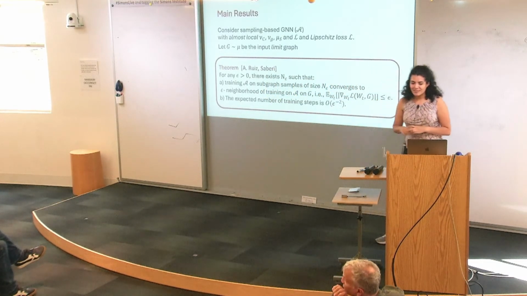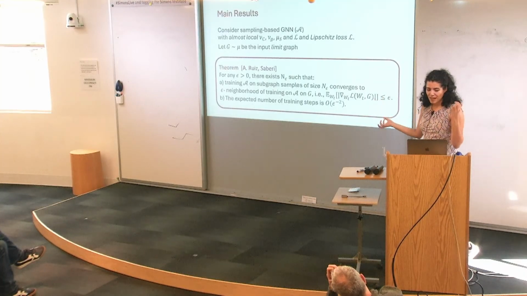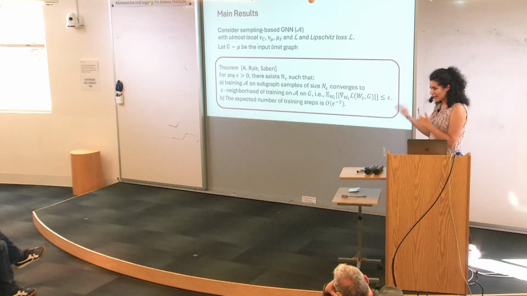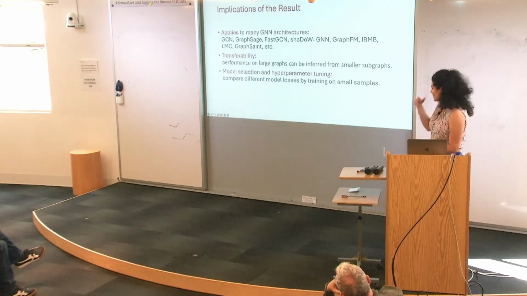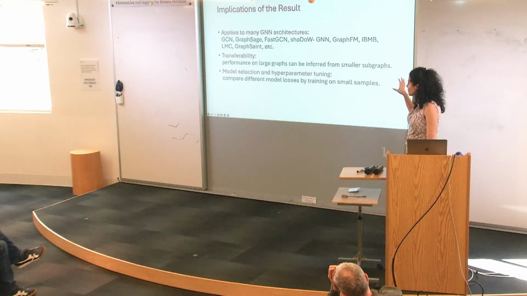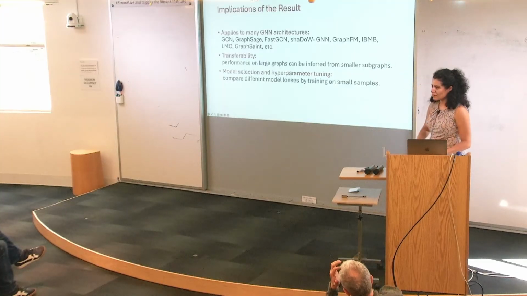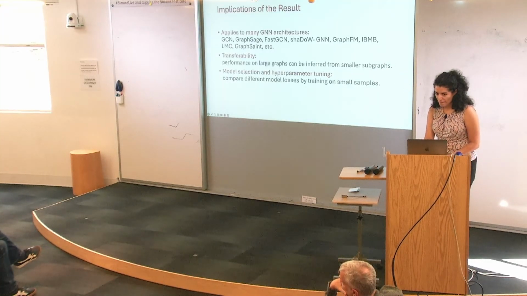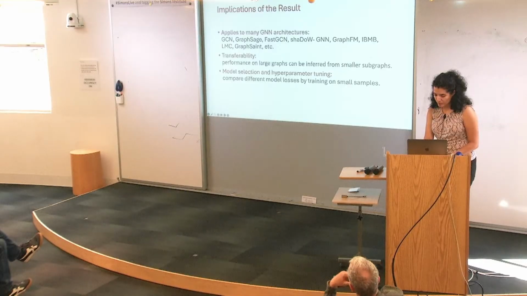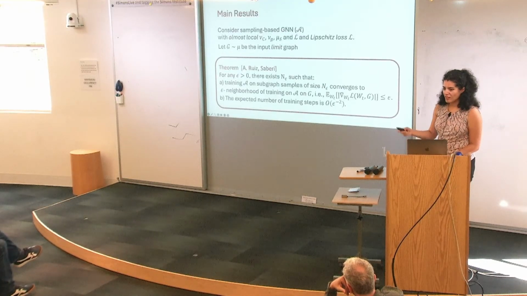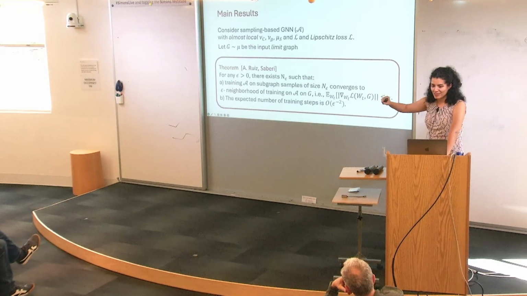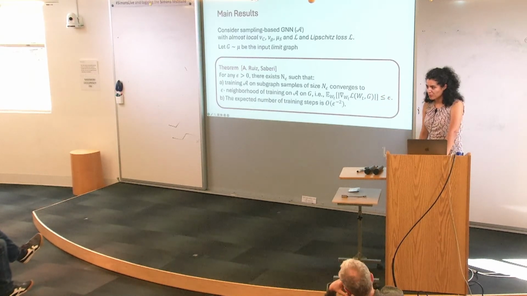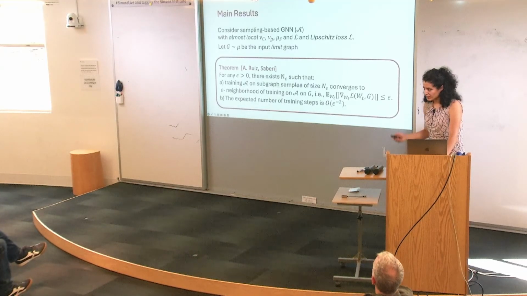Basically, these assumptions that we have on almost local samplers and Lipschitz functions apply to a lot of these sampling-based GNNs, and I listed some of them here. If there is any question here, I'll pause for a second. Otherwise, I'll spend a few minutes on some proof ideas, very high level.